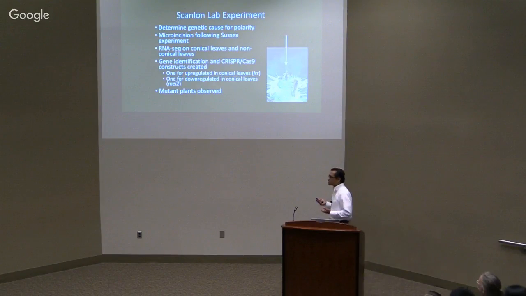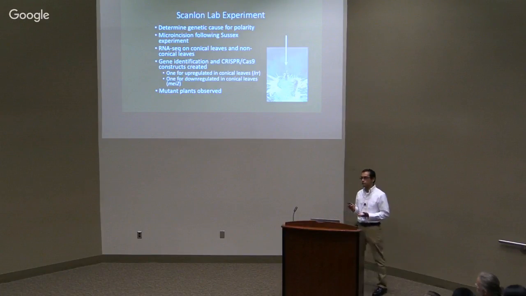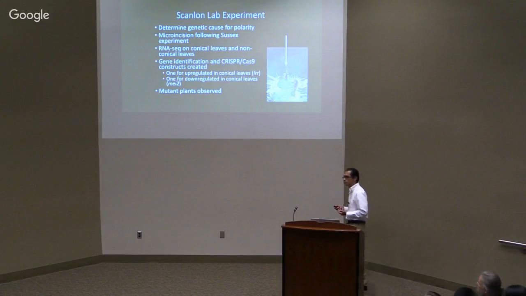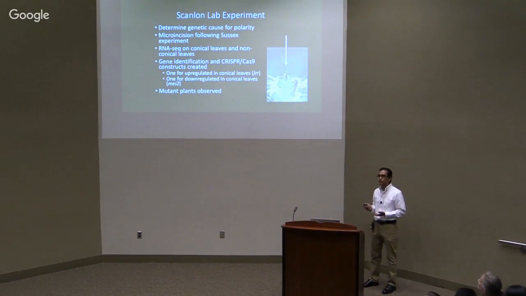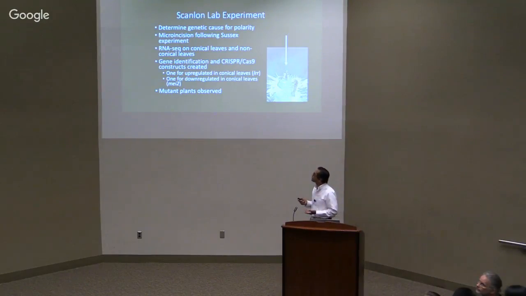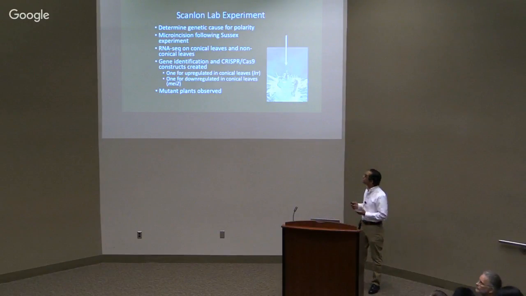The next step was looking at those genes that were highly expressed versus not so highly expressed, and candidates were selected for CRISPR constructs to see what happened when there were certain mutations in those genes. There was one that was upregulated or highly expressed in the conical leaves, and that was the LRR gene. And there was one that was less expressed in the conical leaves, and that was the MY2 gene. The plants were received back, and they were also observed for possible phenotypic changes.